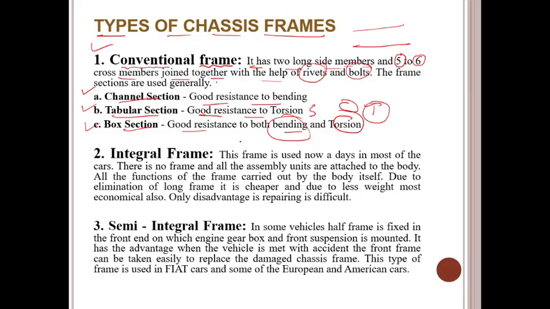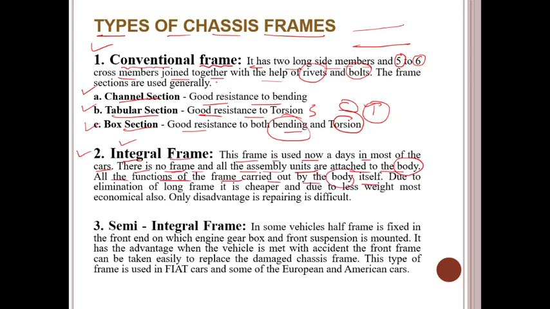Now another one, guys: what is the integral frame? This frame is used nowadays in most of the cars. This integral frame is very famous nowadays. There is no frame, and all the assembly units are attached to the body. This is very important. There is no frame and all the units are attached to the body, guys. So all the functions of the frame are carried out by the body itself.